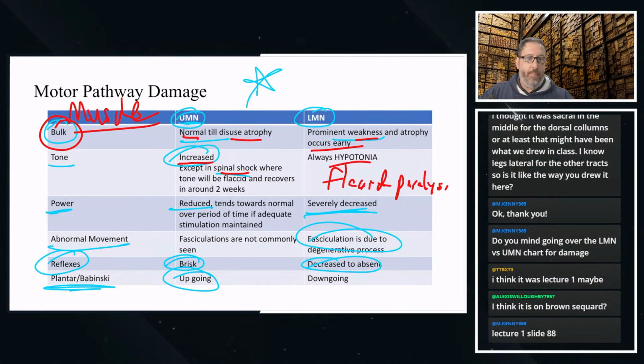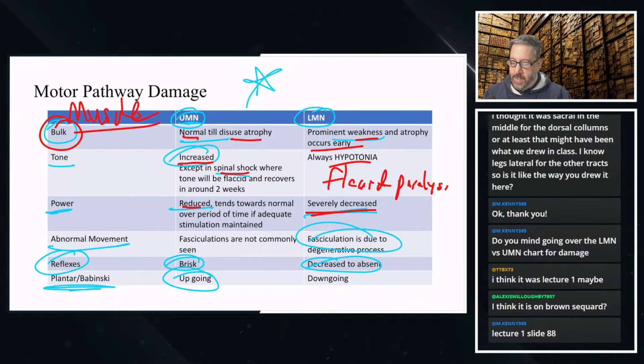The power of that muscle, how much they're going to be able to squeeze. So when you tell them, squeeze my fingers on your physical exam, how much power are they going to have in squeezing your fingers or resisting you in doing your active range of motions? How much muscle strength they're going to have? What kind of power are they going to have? Reduced in upper motor neuron because that lower motor neuron is still there. Severely decreased power in lower motor neuron because that lower motor neuron will never stimulate that muscle and it won't do anything.